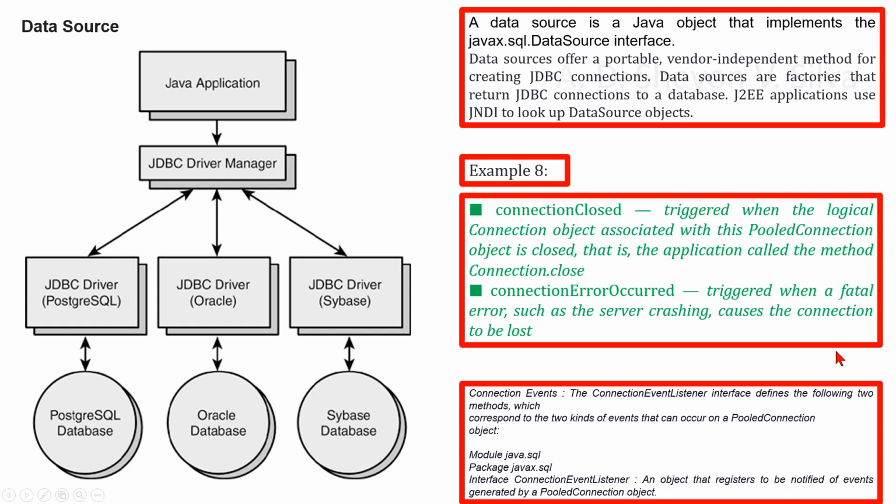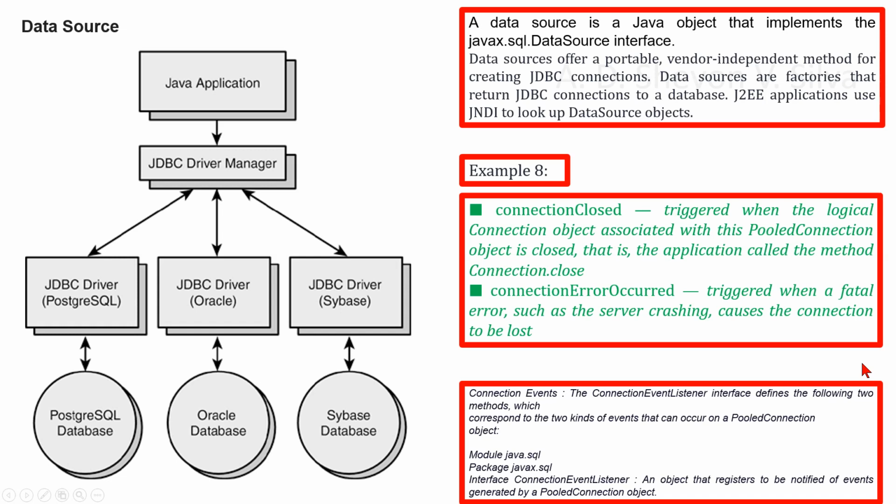The ConnectionEventListener interface defines these two methods, which correspond to the two kinds of events that can occur in a PooledConnection. A connection pool manager registers itself as a listener for a PooledConnection object using the PooledConnection.addConnectionEventListener method. Typically, a connection pool manager registers itself as a connection event listener before returning a connection object to an application.